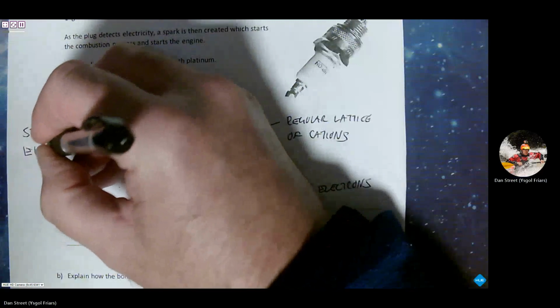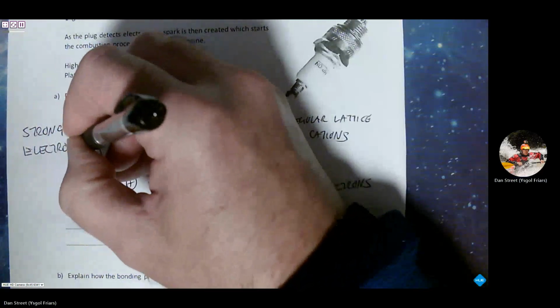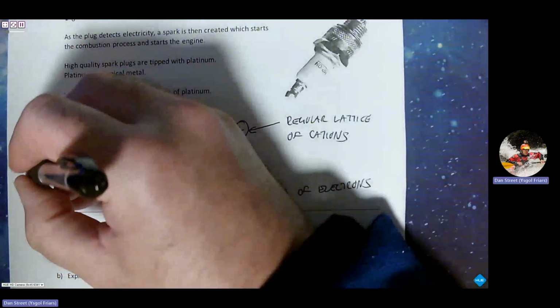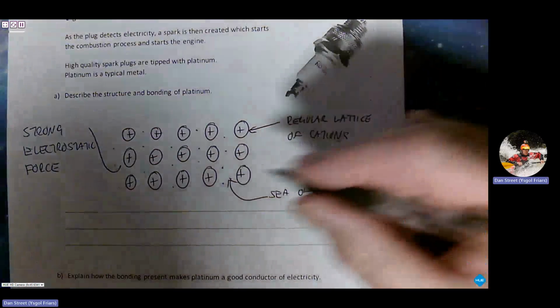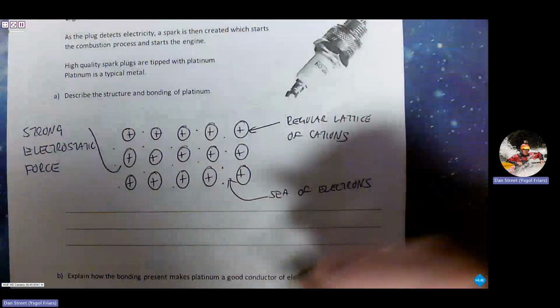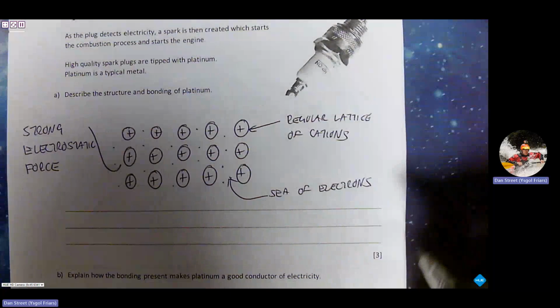electrostatic force. In other words, opposites attract because the electrons are all negative. Okay, so the whole thing is held together by this electrostatic force.